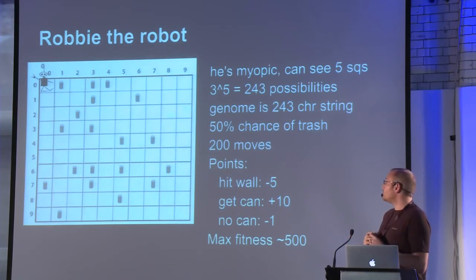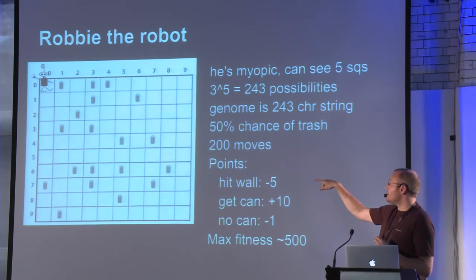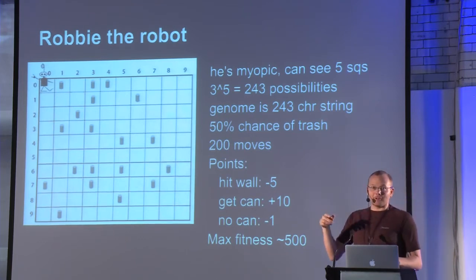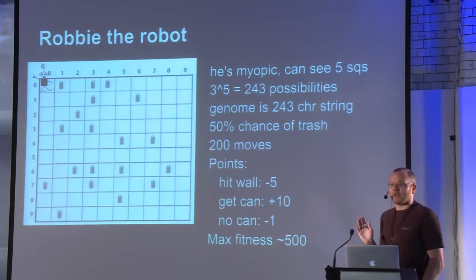He's given 200 moves as the fitness function, because that's how we decide how good a particular solution to our problem is. His fitness is 200 moves, repeated. How many of the cans does he get? If he hits a wall, he gets 5 points deducted. If he gets a can, he gets 10 points. If he picks up when there's no can, he loses a point. So the max fitness is around 500. With all you guys logged in, we very quickly reached there.